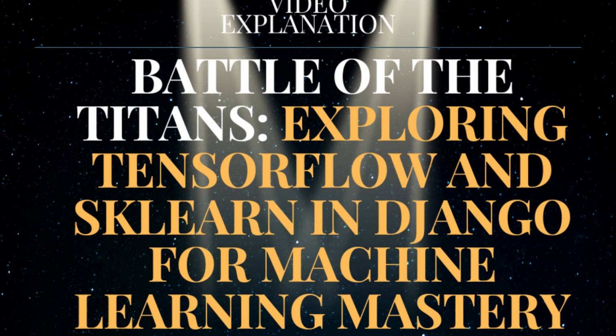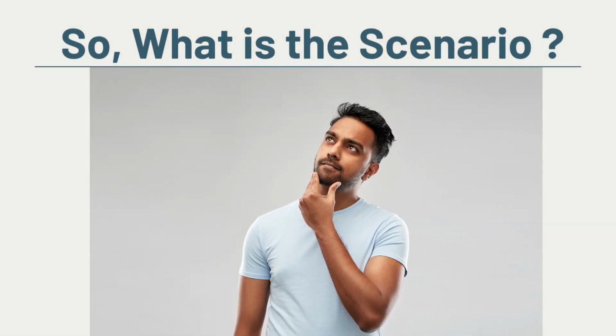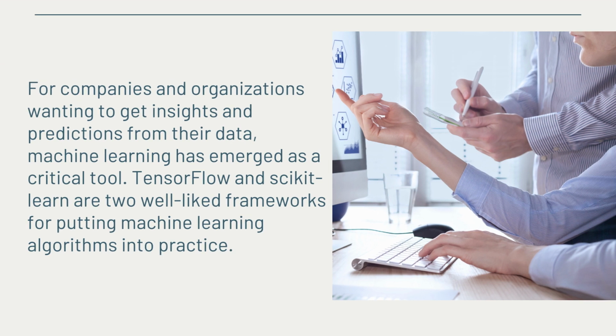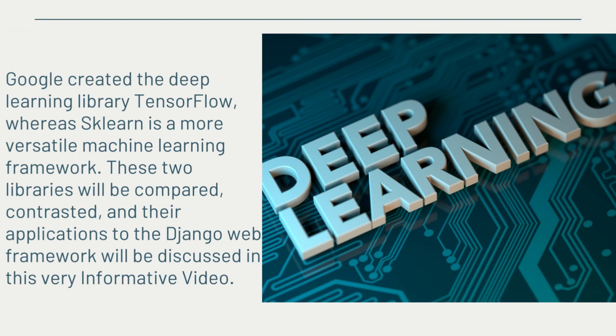Battle of the Titans, exploring. So, what is the scenario? For companies and organizations wanting to get insights and predictions from their data, machine learning has emerged as a critical tool. TensorFlow and Scikit-learn are two well-liked frameworks for putting machine learning algorithms into practice. Google created the deep learning library TensorFlow, whereas Scikit-learn is a more versatile machine learning framework. These two libraries will be compared, contrasted, and their applications to the Django web framework will be discussed in this very informative video.